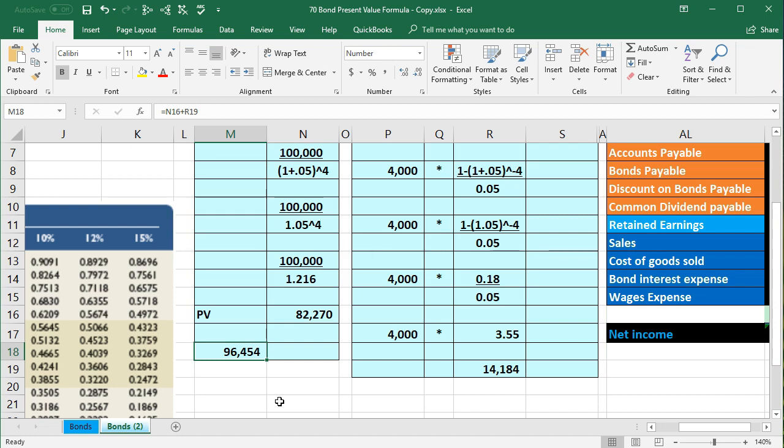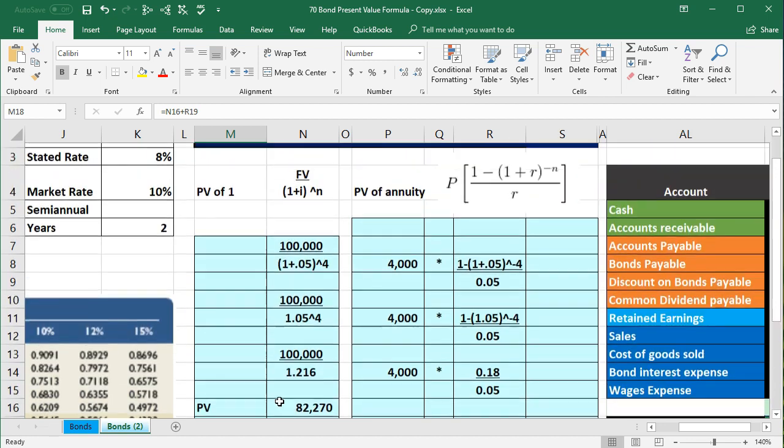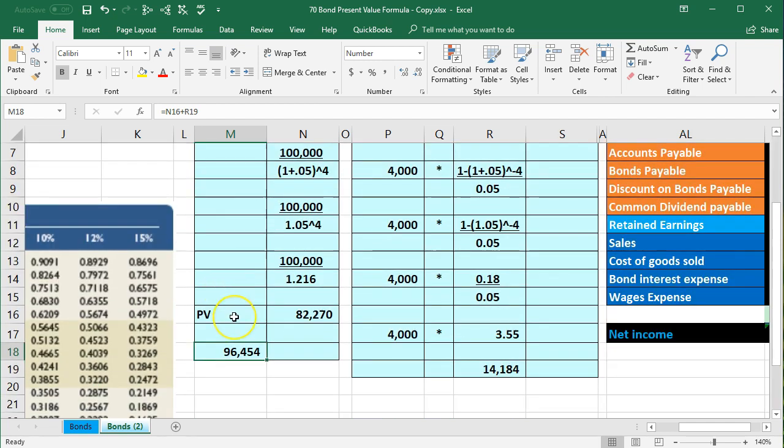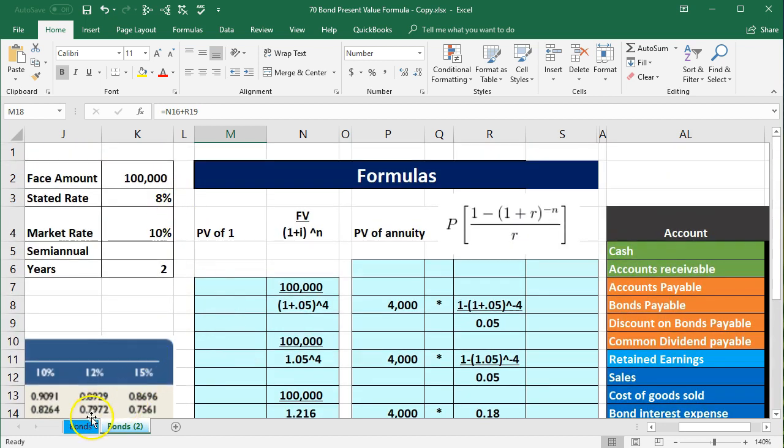So if we had to sell this bond on the market, we probably couldn't sell it for 100,000 because we are given an interest rate at 8%, which is lower than the market rate, lower than someone could get if they took their 100,000 and put it somewhere else. And therefore, we have to issue it for something less. If we present value the cash flows, you would think that we could issue it for 96,454 according to the rates that we have stated here.